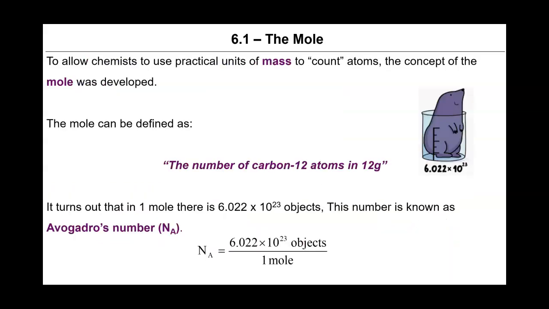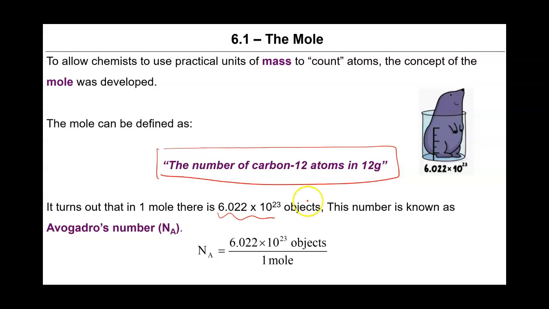To allow chemists to use practical units of mass to count atoms, the concept of the mole was developed. A mole is the number of carbon-12 atoms in exactly 12 grams of carbon-12. Now, it turns out that in 1 mole of carbon-12 atoms, there are 6.022 by 10 to the 23 carbon-12 atoms. So therefore we say that in 1 mole there are 6.022 by 10 to the 23 objects, whatever the object might be.